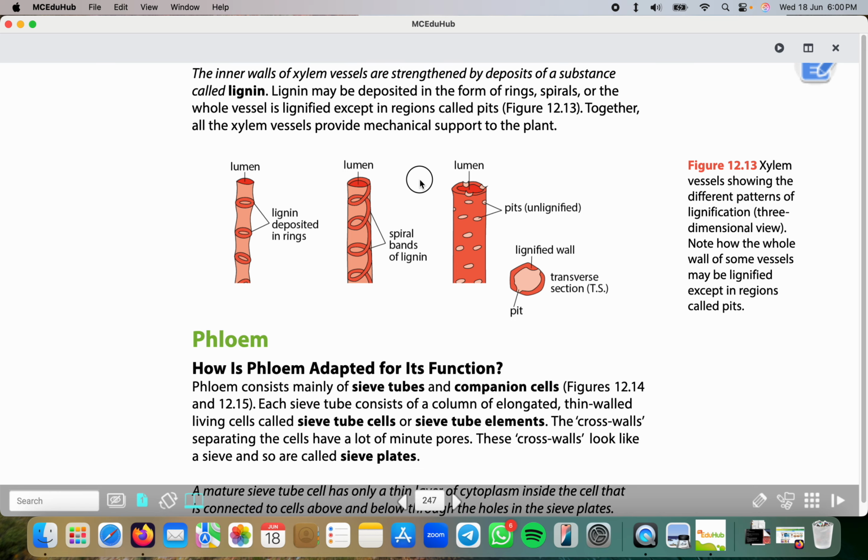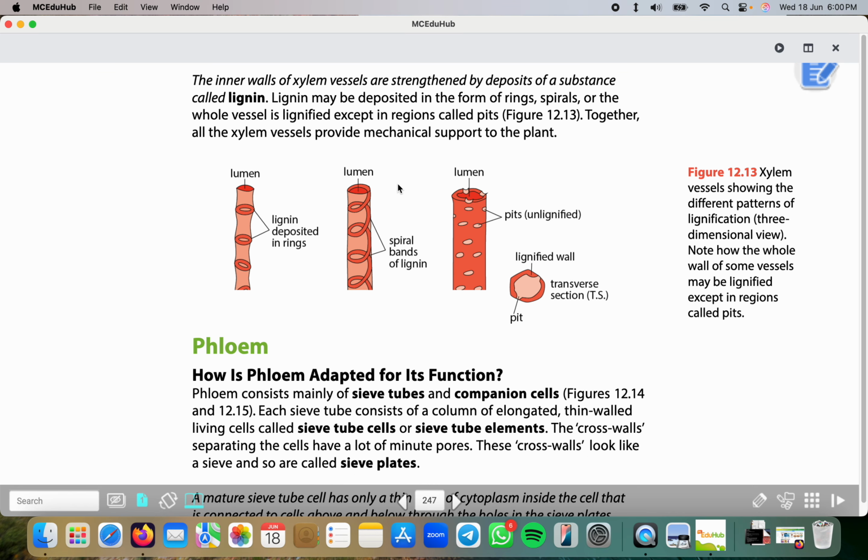Okay, so the second function is how the xylem is able to provide mechanical support for the tree. This is because the inner walls of the xylem vessels are strengthened by deposits of a substance called lignin. You can think of lignin as a bit like the metal bars that hold up our structure, our HDB. Our HDB is made from steel bars and also concrete, and so this concrete has to go around some kind of surface.